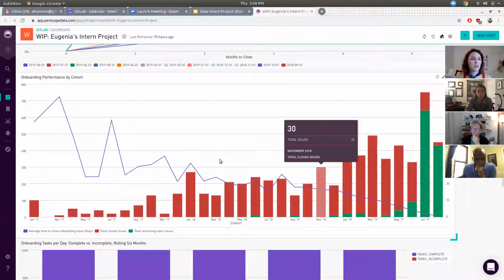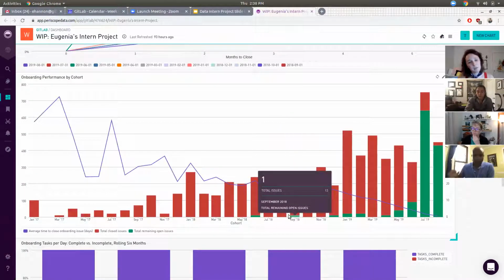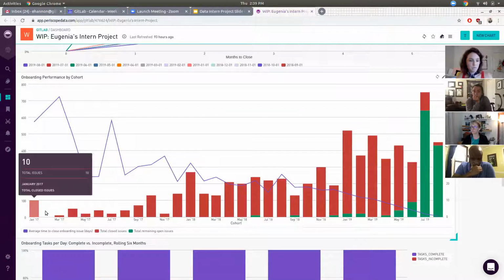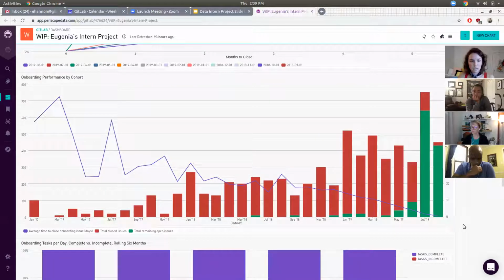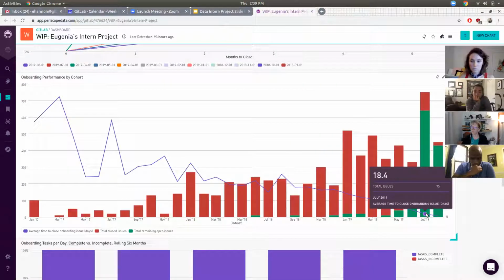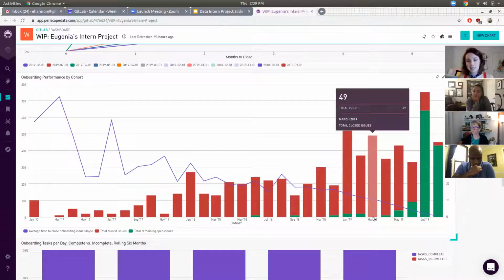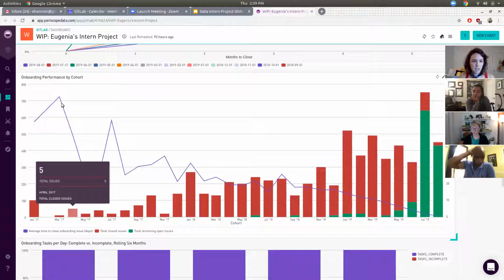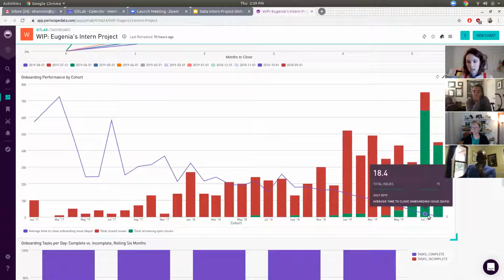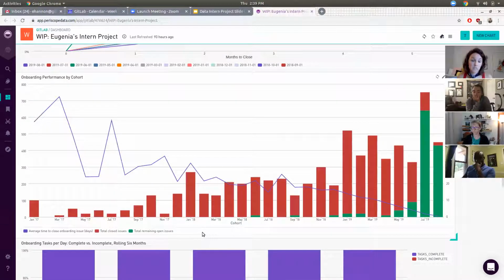Okay, moving on to the onboarding performance by cohort. This is probably my favorite chart, and this is where we see, from the beginning of time, the total closed onboarding issues, remaining open issues, and then this purple bar is showing time in terms of completion, like how many days does it take? And we can see that even though the onboarding issues have greatly increased, the actual time in terms of days it takes to close the issues has decreased.